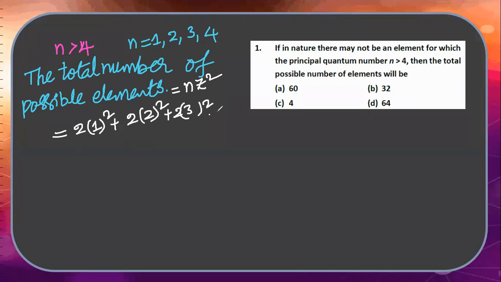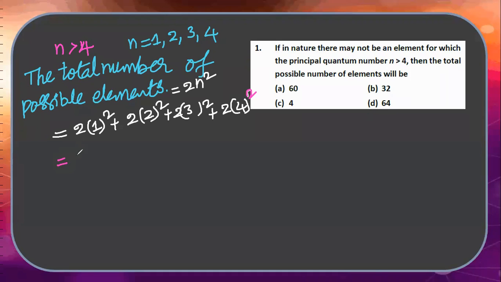Two into 3 whole square plus, so n into z square, not 2 into z square. I take that 2 into n square, will write. Then 2 into 3 whole square, 1, 2, 3. So 2 into 4 whole square it is.